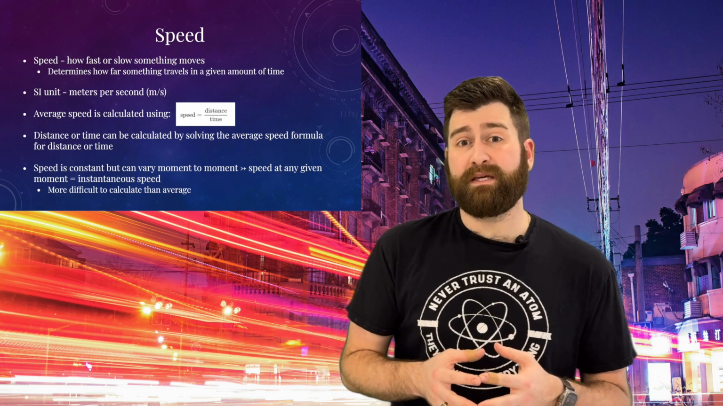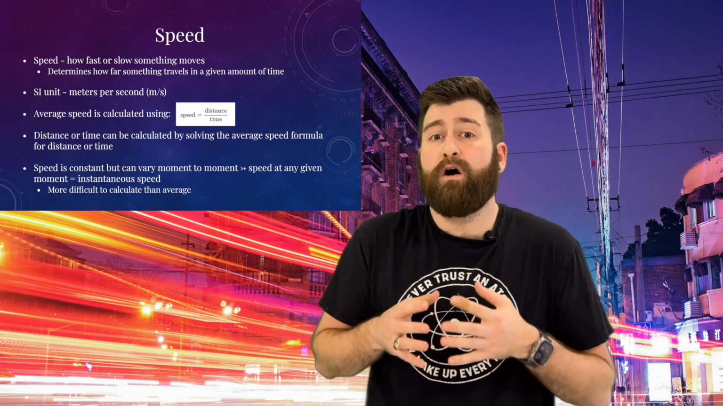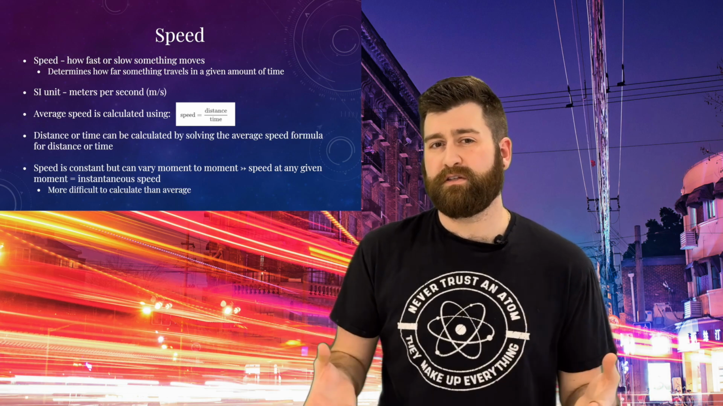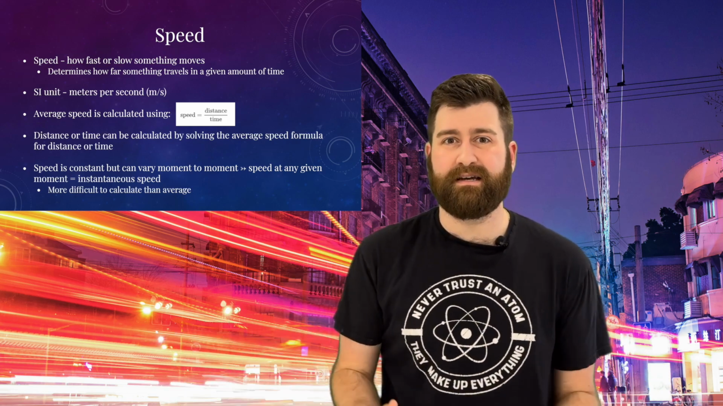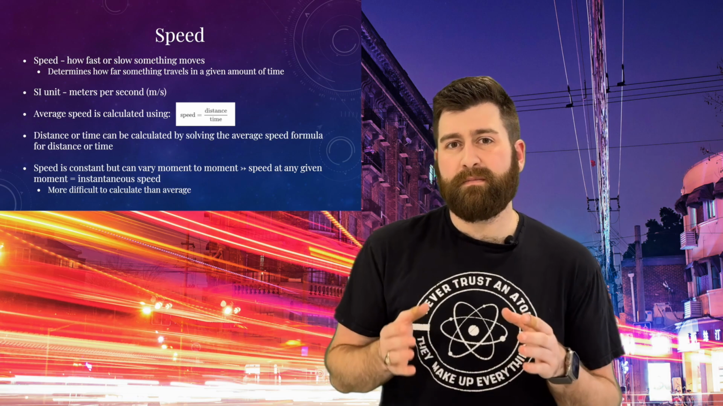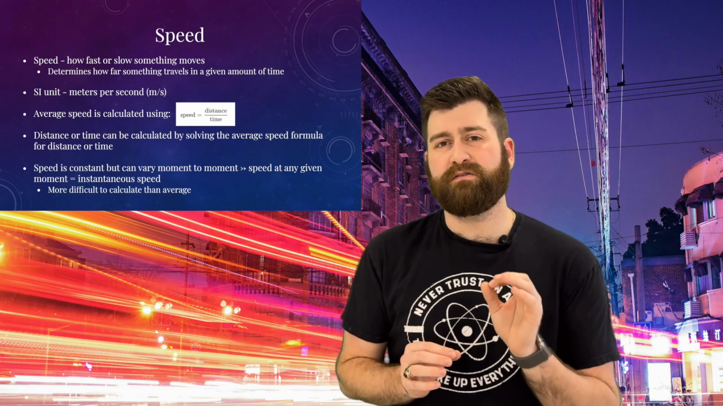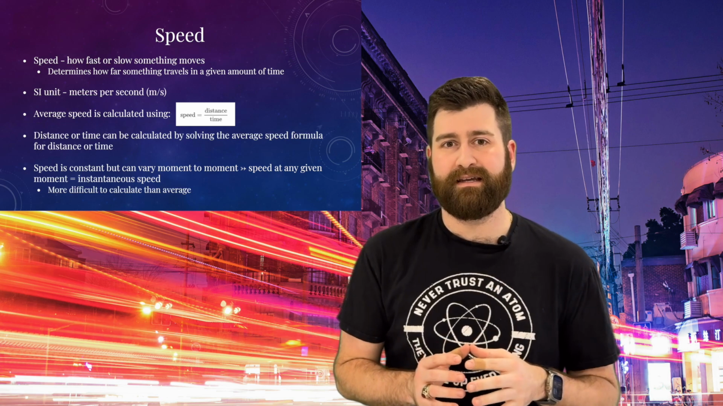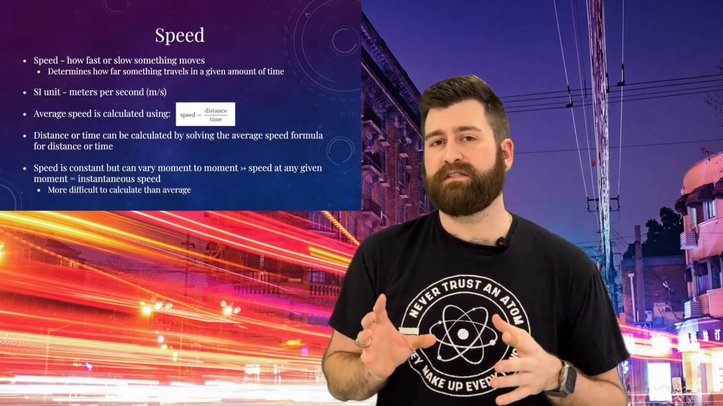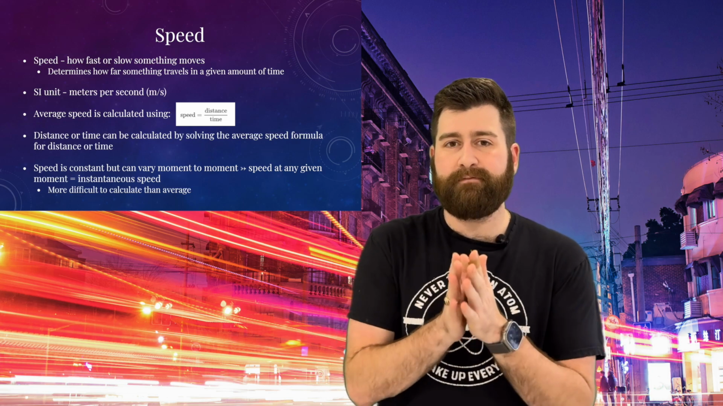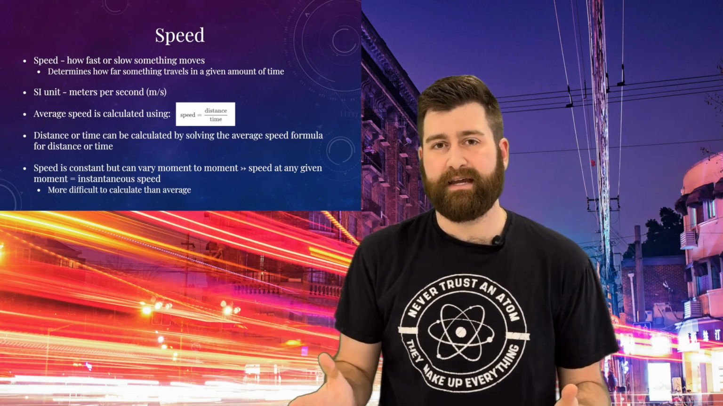This means that the speed you are traveling at will always be the same at that particular speed, aka 60 kilometers per hour will always be 60 kilometers per hour. And we mentioned average speed, but there is also something known as instantaneous speed. And this is the speed at any given moment, which is much more difficult to calculate than average speed, because average speed is the average of the entire time.